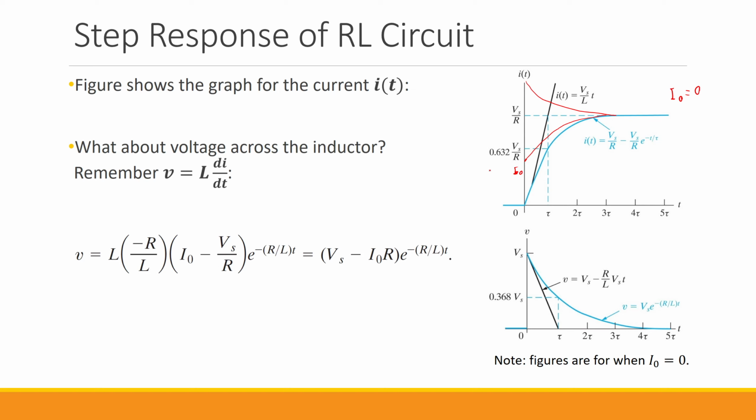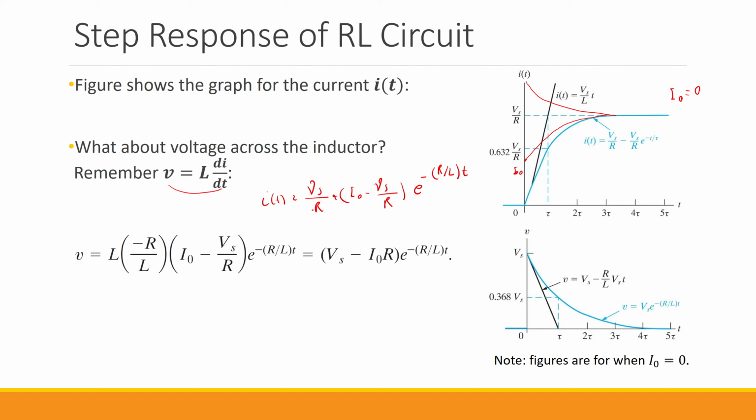So now, based on the equation that we have for the current, we should be able to find the equation for the voltage of the inductor. If you remember, voltage for an inductor is L multiplied by the derivative of its current with respect to time. So if I(t) equals Vs over R plus (I0 minus Vs over R) e to the negative R over L t, we can take the derivative of this with respect to time and multiply it by L.